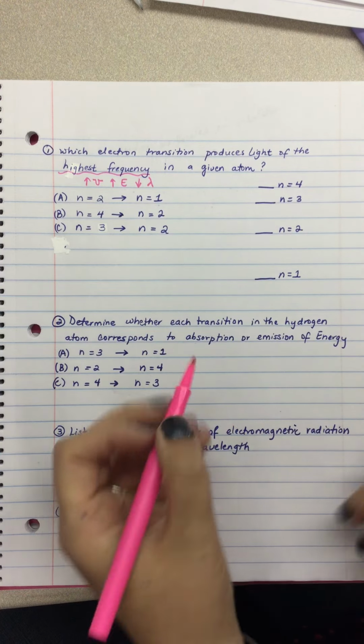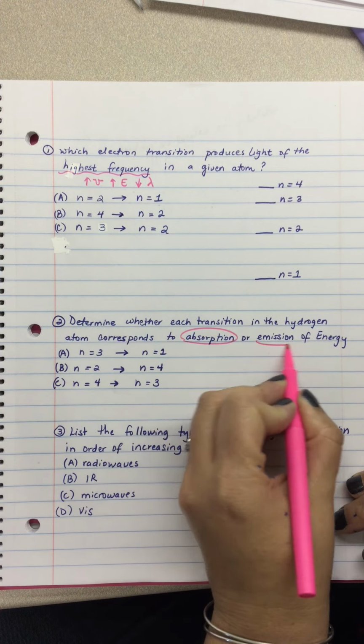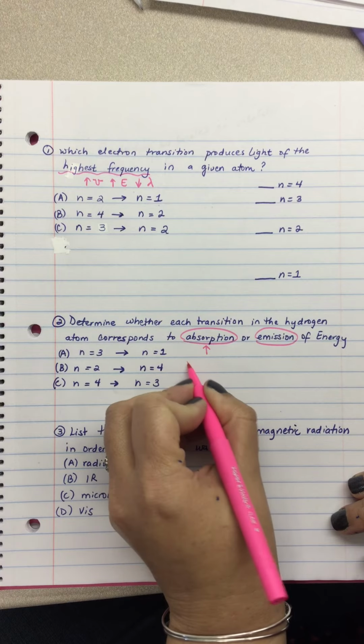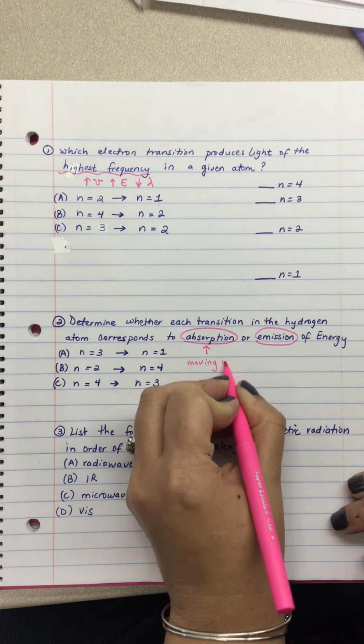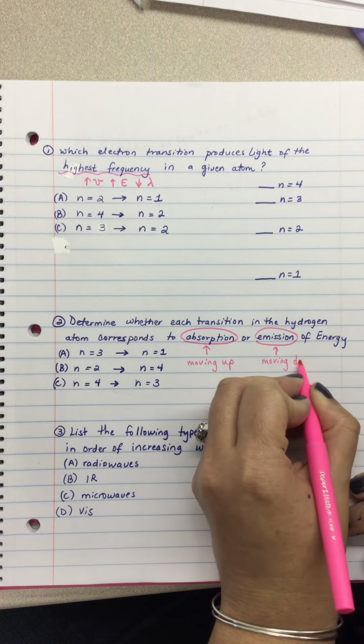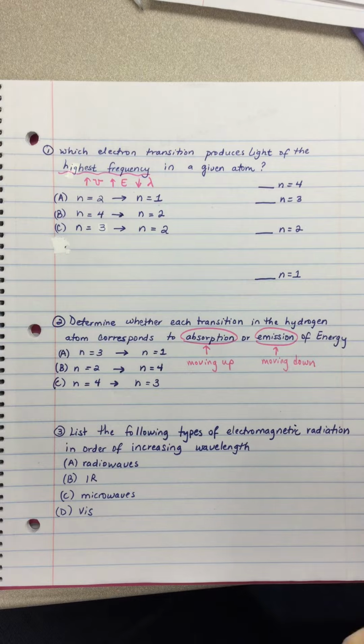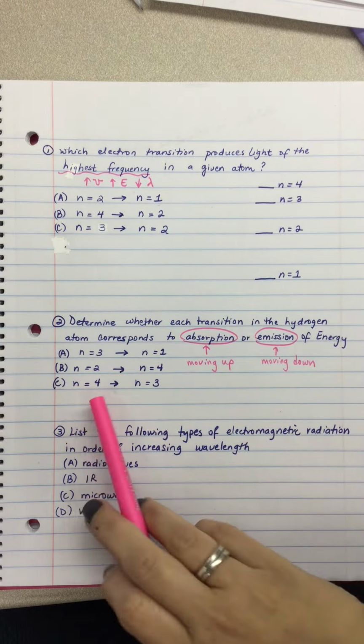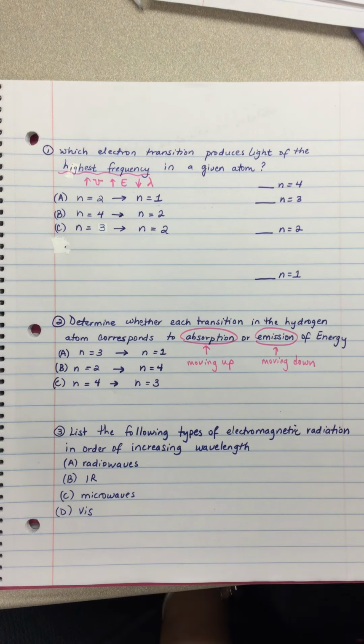Absorption versus emission. Moving up, moving down. So if something is absorbing, it's going from a low energy level to a higher energy level. If something is emitting light, it will be going from a higher energy level to a lower one. Okay, so that's all you need to find out which ones are representing absorptions and which ones are representing emissions.